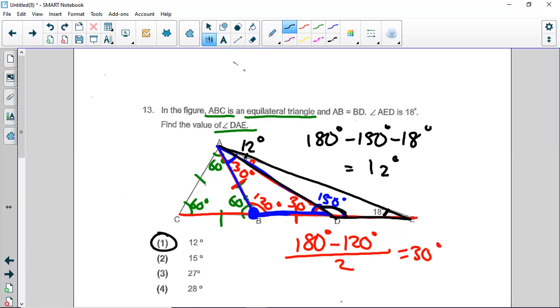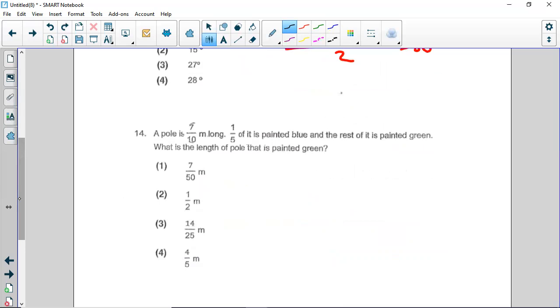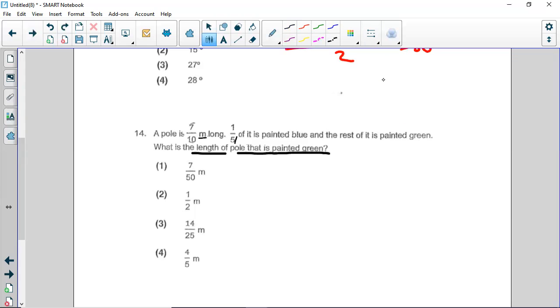Okay, question 14. Now, a pole is 7/10 meter long. 1/5 of it is painted blue and the rest is painted green. What is the length of the pole that's painted green? So again, a very common mistake. Some of you must have taken 7/10 minus 1/5. So again, cannot. Why cannot? Because the two fractions are not the same. There's a meter here, but there's no meter in front of 1/5. So these two fractions are not talking about the same thing.